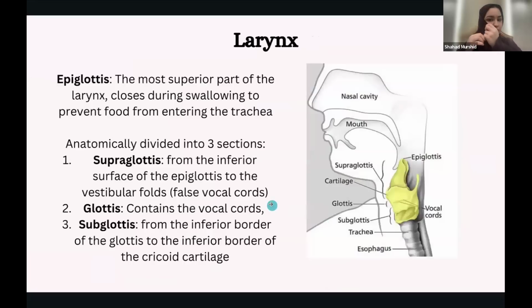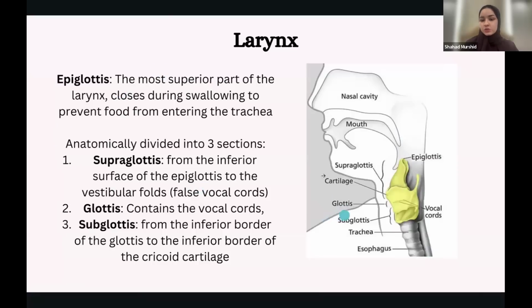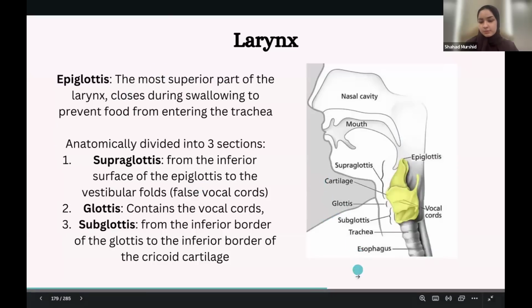Okay, now let's move on to the larynx. So the larynx is basically just the voice box. This whole yellow part here is the larynx, and it has different parts. So first you have the epiglottis. This is the most superior part, and the epiglottis is basically what closes when you're swallowing to prevent food from going into the trachea. It wants it to go to the esophagus, so it will close so that food goes into the esophagus, not the trachea. And then parts of the larynx, we have the supraglottis, the glottis, and the subglottis.